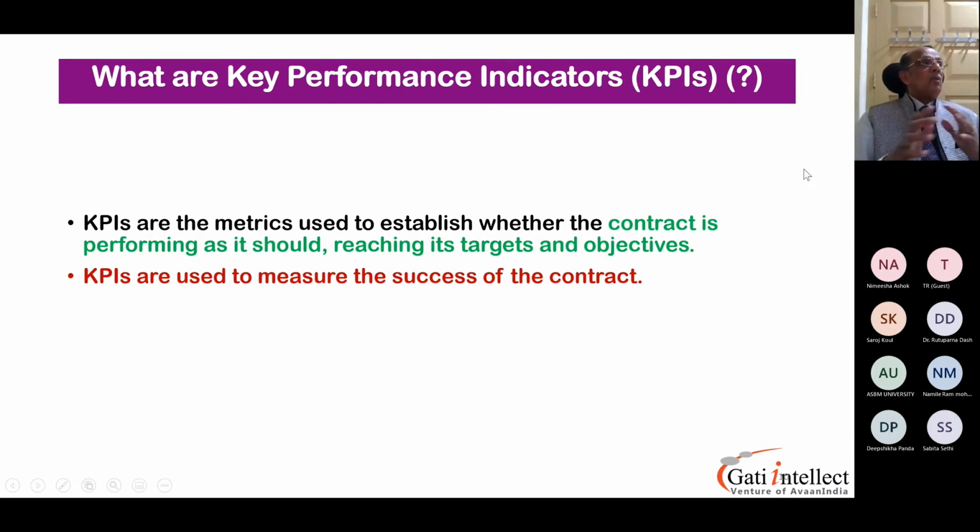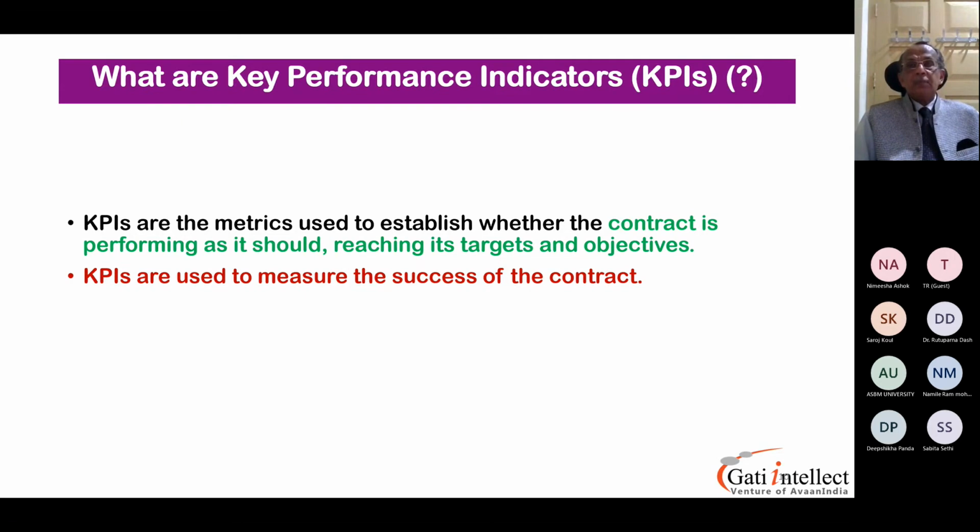Right, now we are moving on to another very important aspect, the key performance indicators. Okay, now let's see what the key performance indicators are. They are the metrics used to establish whether the contract is performing as it should, reaching its targets and objectives. They are used to measure the success of the contract.